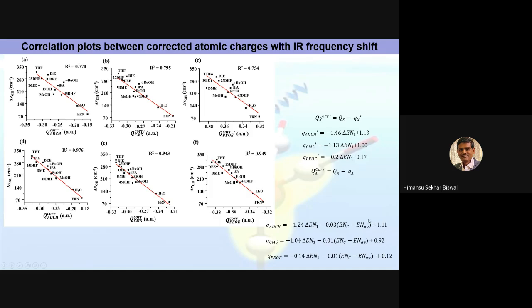So when we did the corrections, first one correction, then the second, taking all the atoms connected to that oxygen, we found a very nice correlation. Whatever we are observing experimentally, there is no reverse. If your charge is less negative, then the shift is less. If your charge is more, the shift is more.